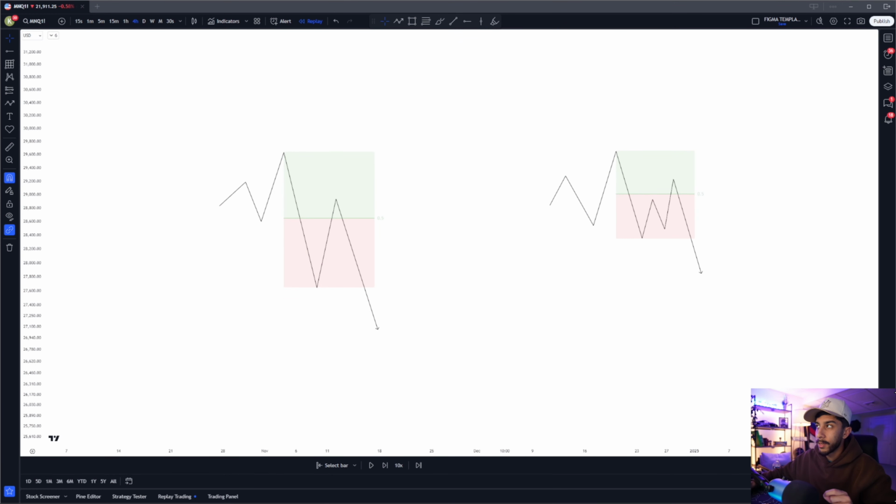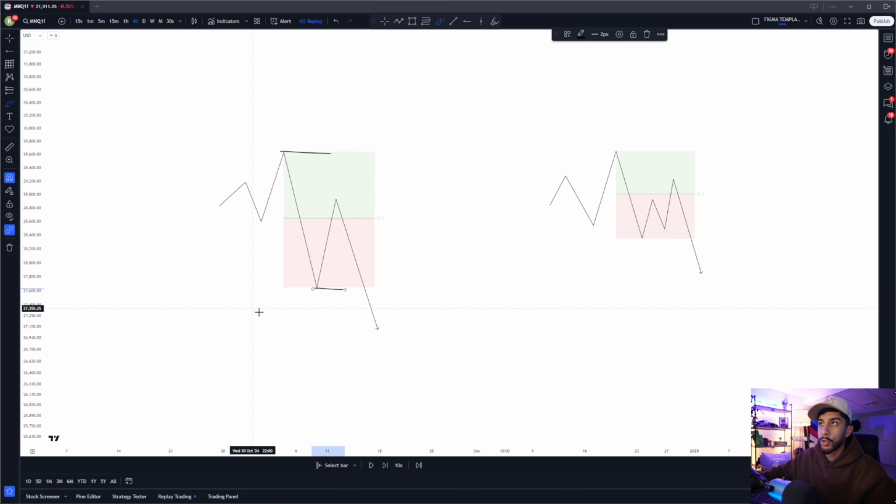So the first thing that is very, very important to understand is premium versus discount. The reason why some PDRAs work and the other ones fail. And this is how you're going to know which ones are going to be reliable and which ones are going to be unreliable. So the first thing you want to do is find a range, something like this, where you have a high and then a low that has been put in.